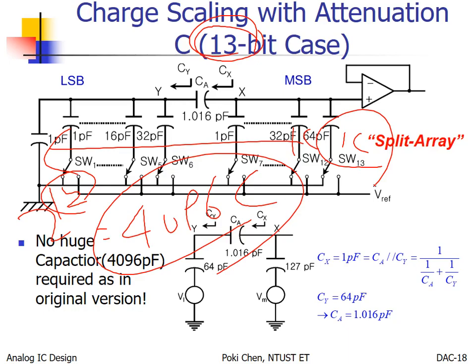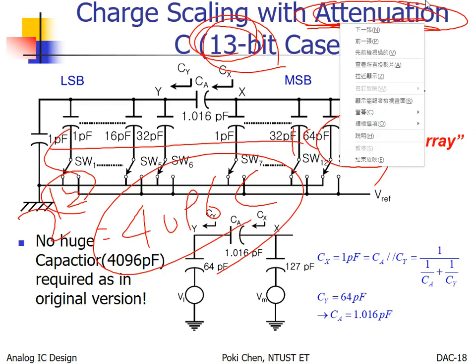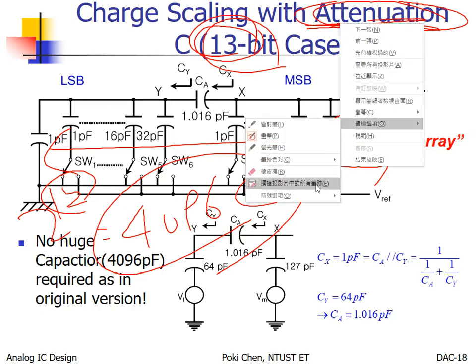No way, I told you already. The best till now is only 10 bits. So beyond 10 bits, forget about it. Your INL, integral nonlinearity, will become really, really bad. So what we can do is, through the help of attenuation, you need to be very careful about attenuation, 衰减. So the main idea is this one.